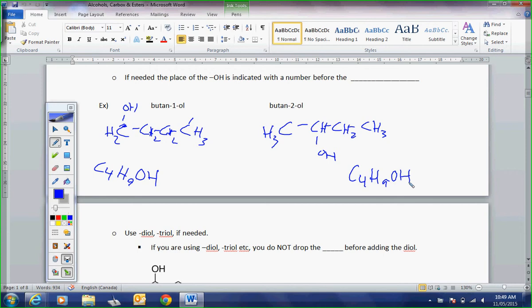You remember that? Could you have a butan-3-ol? No. Because? Good. Could you have a butan-4-ol? No, because it's the same as 1-ol. Good. Everybody all right with that? The number goes in the middle just like you did with the double bonds and triple bonds. Nothing new, really. Okay, so using dis and tris if you need to.